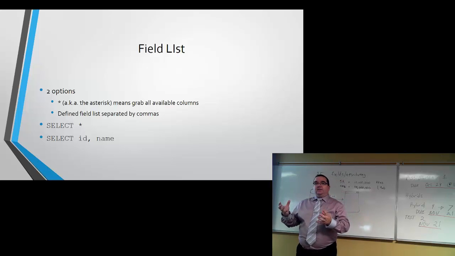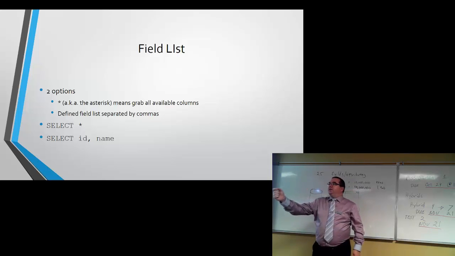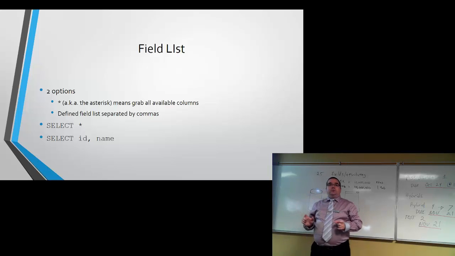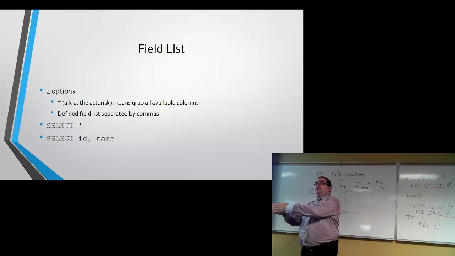Select star is great when you are trying to find out what's in the table. Use select star to find out what's in the table. Once you know what's there, use a targeted approach. It's like video games, right? Use the Redeemer to wipe out an entire area, use the sniper rifle to get rid of an annoying guy.